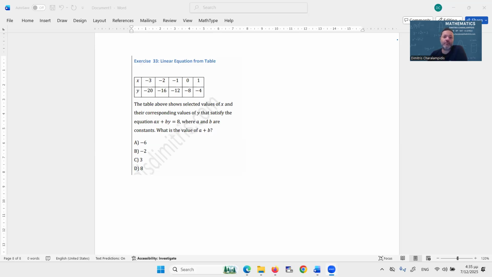Exercise 33. The table above shows selected values of x and their corresponding values of y that satisfy the equation ax plus by equals 8. What is the value of a and b?